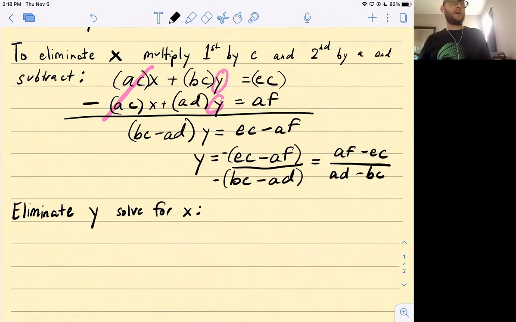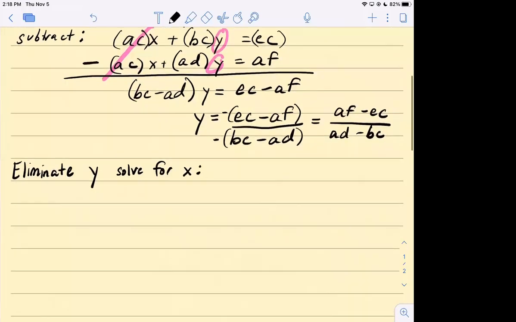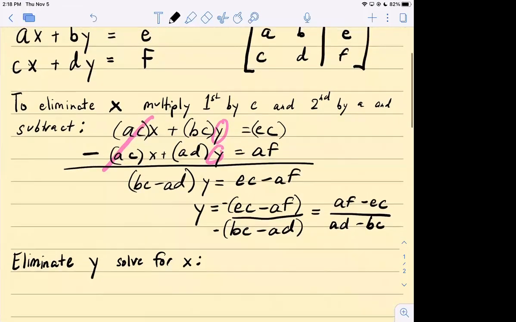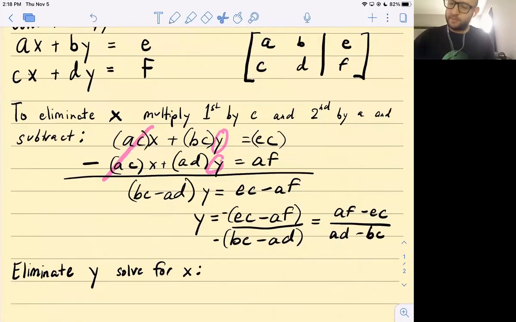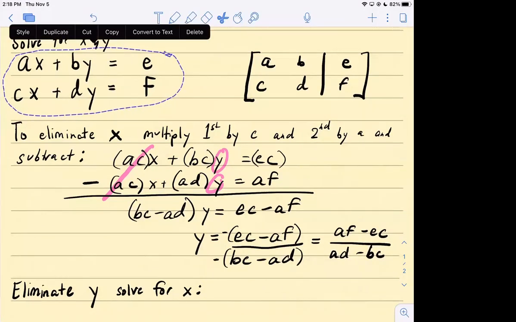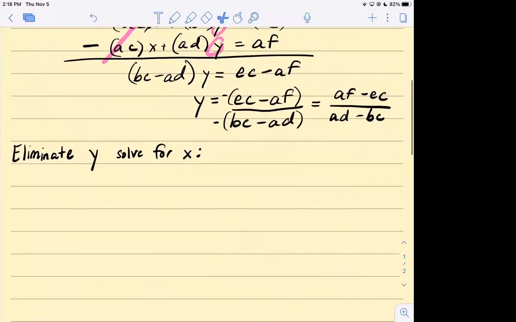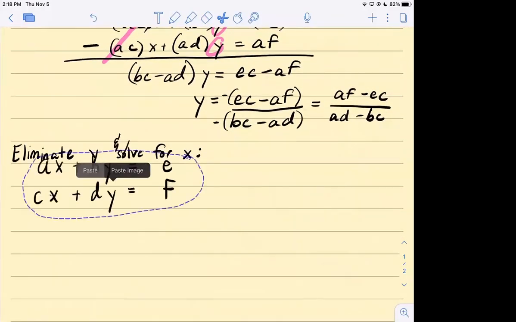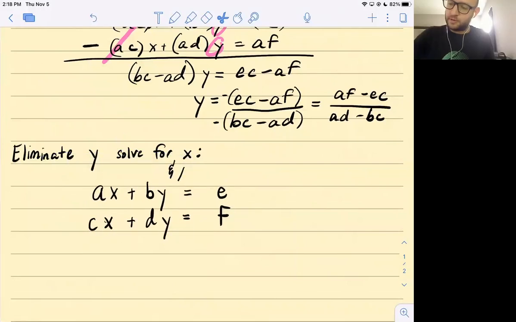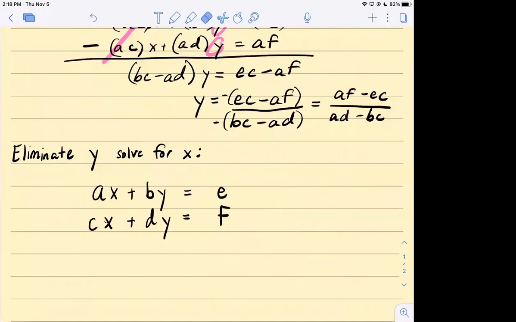Okay, Gabby, do you want to share your steps and I can write them and just walk us through it? Oh, yeah, sure. So I started with the equation from the top. I just wrote that down again to give me a better sense of what I was doing. Good. And then I multiplied the first equation by D and the second equation by B, so that the B, dy, both of them cancel out.